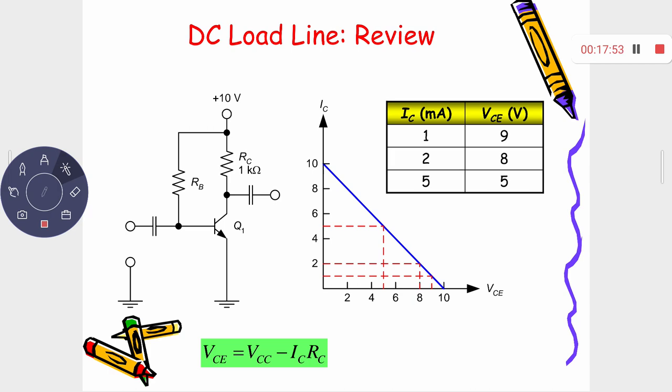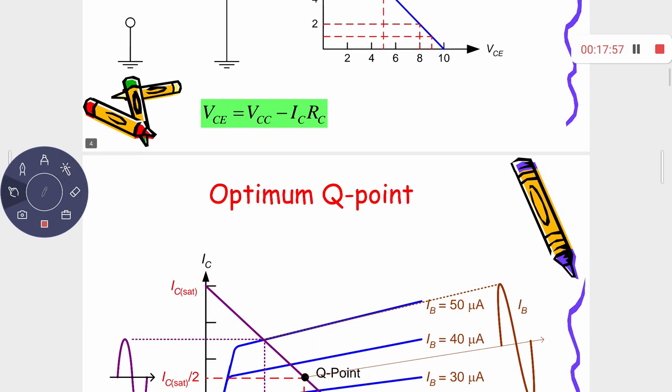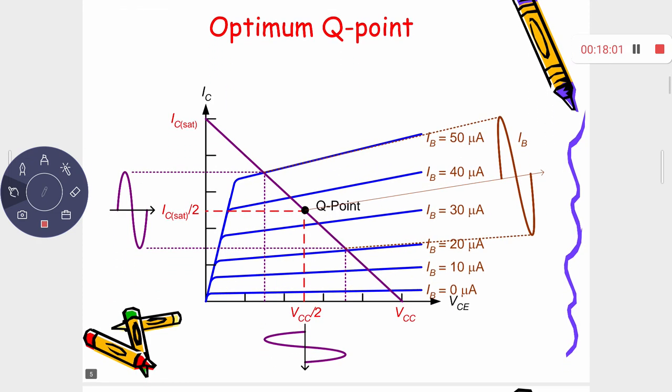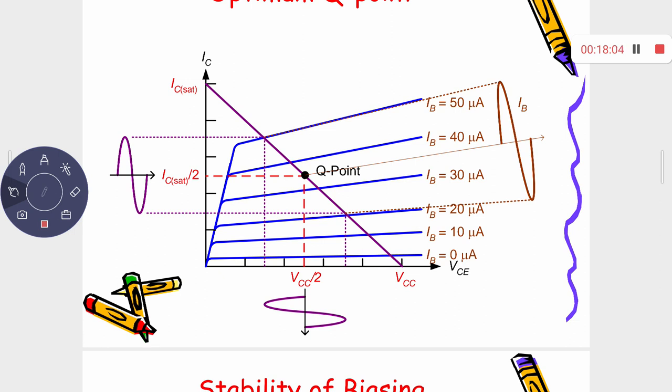Okay. Well, as I've already mentioned, you can have different Q points. This is the load line. This is the variation of this ICQ and VCQ. As your device is placed in that particular circuit, you can have any value, right? But remember, this is obtained when the BJT is placed in that particular circuit. So accordingly, these are the points. This is one point, this is another point. So these are the different operating points.